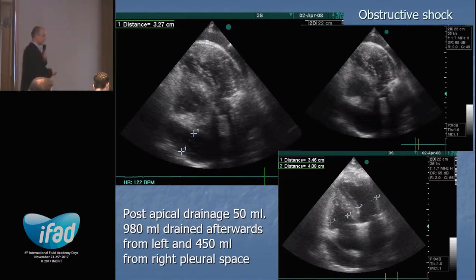There's an important concept to understand: the heart is within the pericardium, the pericardium is in the mediastinum, and the mediastinum is in the chest. So if you have a huge amount of pleural fluid, you can get a chest tamponade, which would manifest on your echo like a pericardial tamponade. But you have to go for the highest amount of fluid, and that was in the pleura.